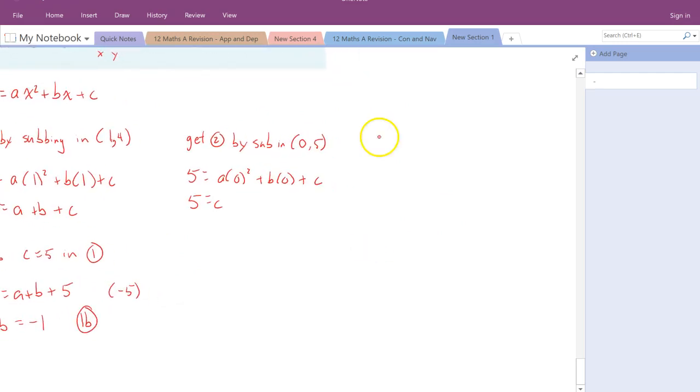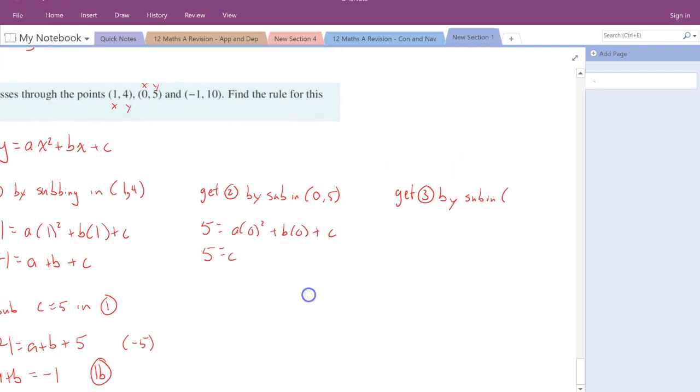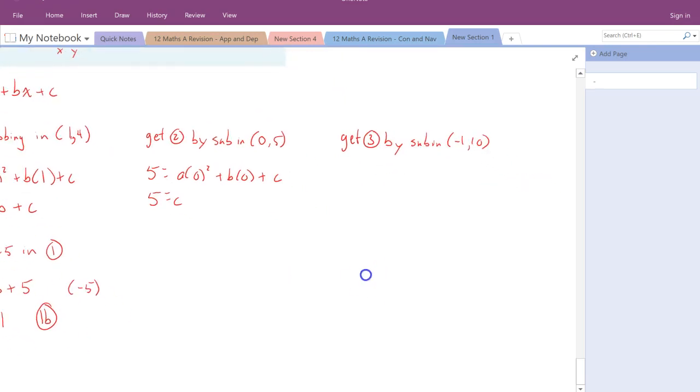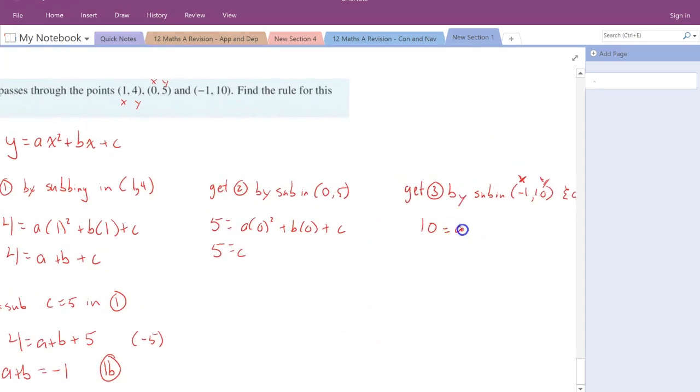Now what I'm going to do is get a third equation by subbing in the third point, which was negative 1, 10. So y is 10, and c equals 5. I'm going to put c equals 5 into this as well. This gives me an x, a y, and c. So 10 equals a times negative 1 squared plus b times negative 1 plus 5.